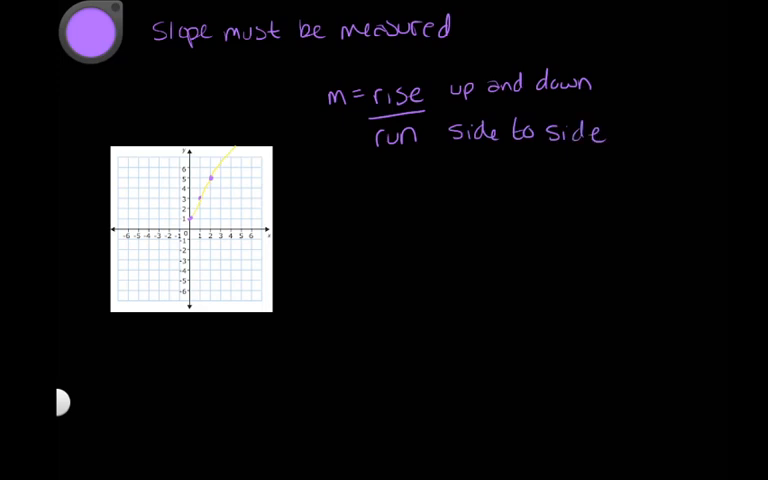So if we look at this graph here, and we look at our first point, to get from the first point to the second point, we are going up from 1 to 3. So we're going up by 2, and we're going over by 1. And if I go to the next point, again, I'm going up by 2 and over by 1. So this has a rise of 2 and a run of 1.